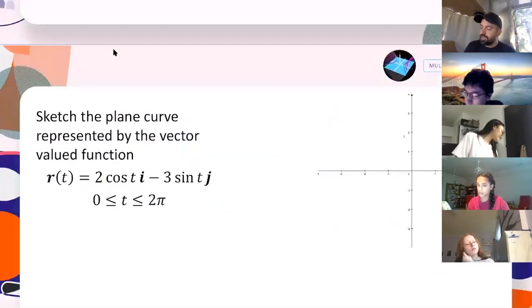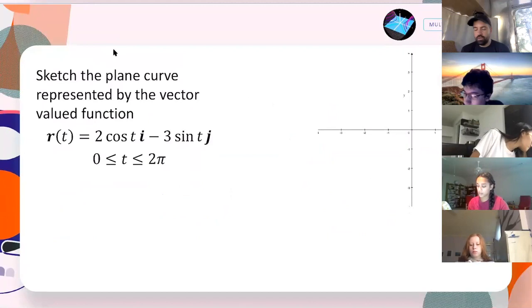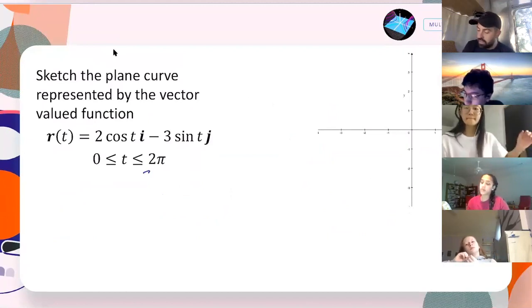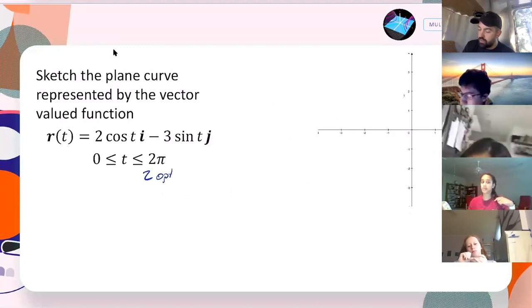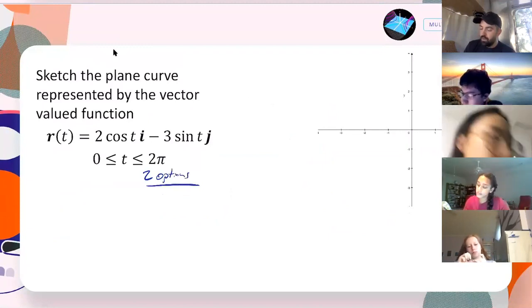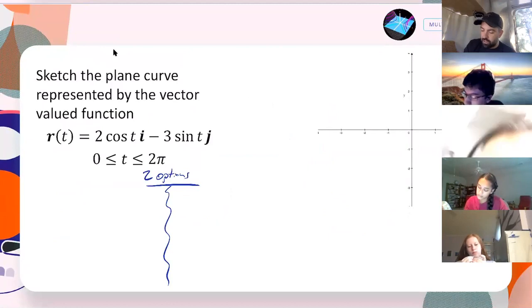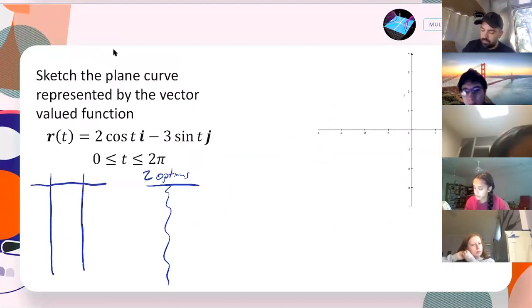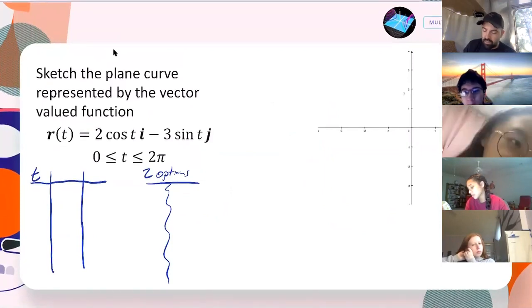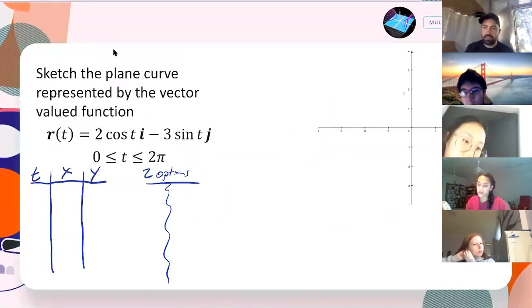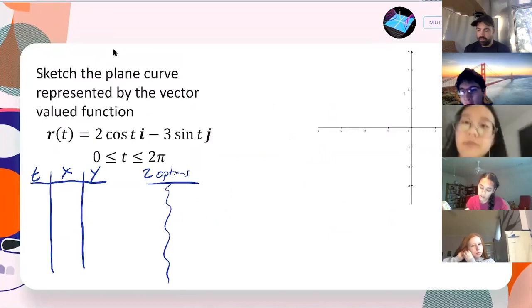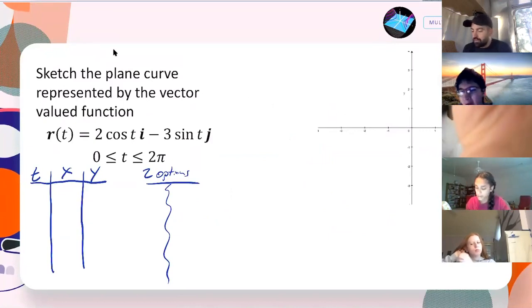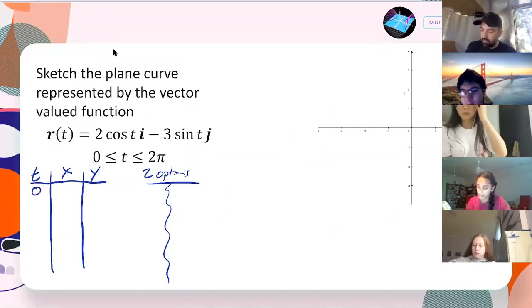So if we're sketching curves, you can always do a T-chart if you want. I would really say there's kind of two options. We could do a T-chart where we pick t's and we plug them in for the x's and y's and get points and plot those points. Looking that we have sines and cosines, we could pick something like 0.